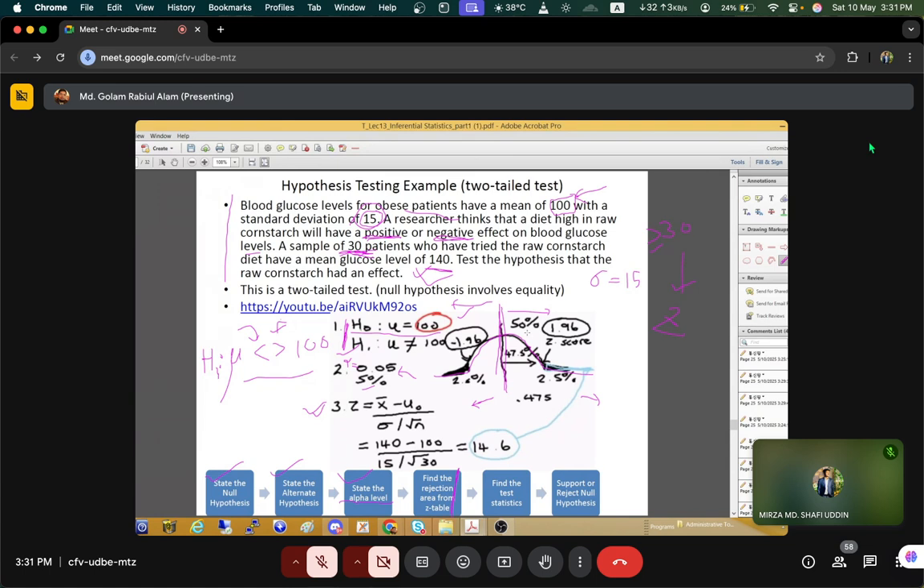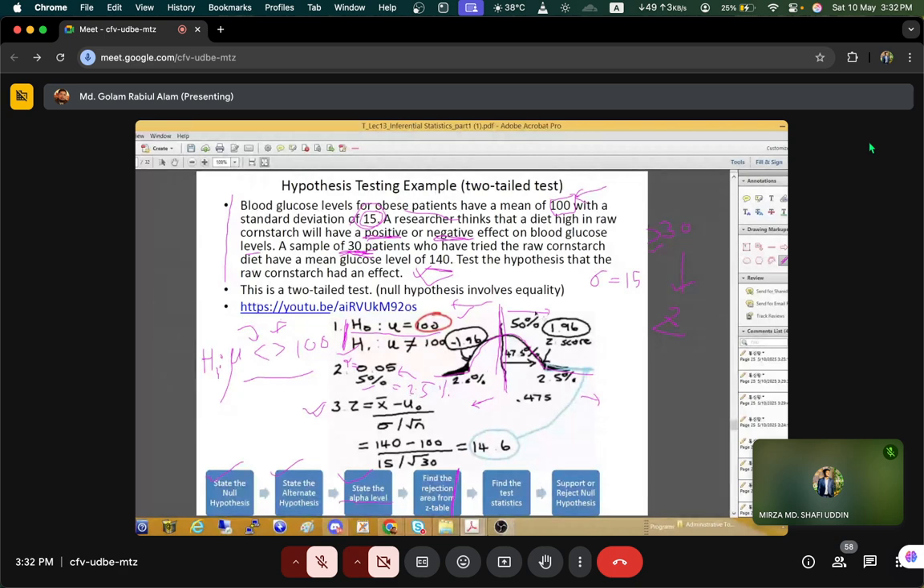So what we have to do is divide this alpha by 2. Alpha is 0.05, that is 5%. If we divide it by 2, we will get 2.5%. That means the significance level will be distributed on two sides, with an amount of 2.5% on each.